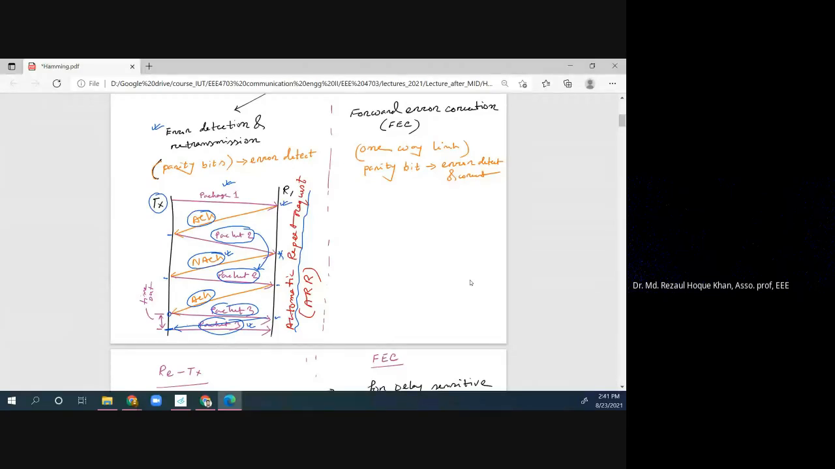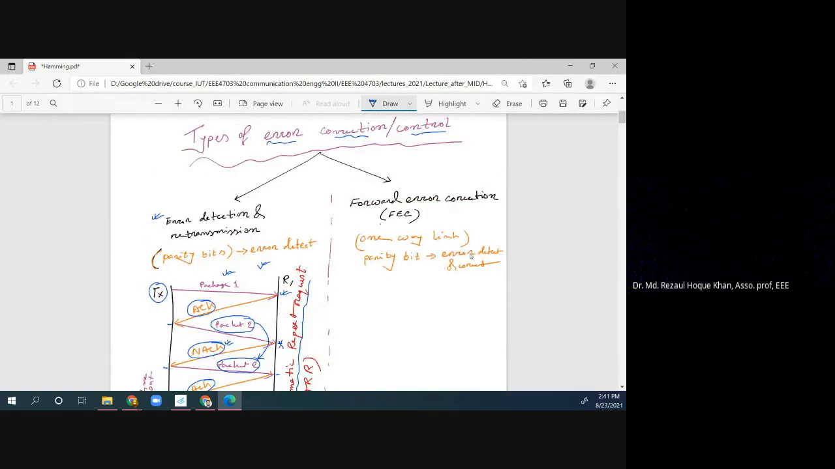There is a request for repeating the transmission. So this kind of system is a little bit laggy. If your system is not delay sensitive, you can use this kind of mechanism.